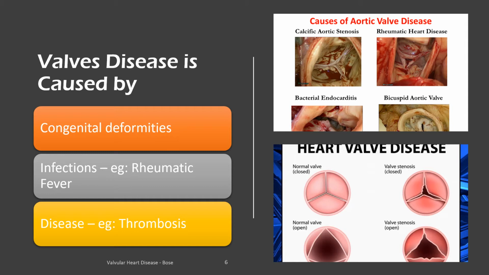Valves have continuous flow of blood across them, hence they are always under stress. Valves that see higher blood flow result in more damage, and therefore certain valves like the mitral and the aortic undergo more damage than the ones that have lower pressure of blood flow across them.